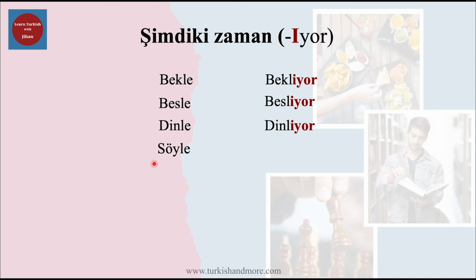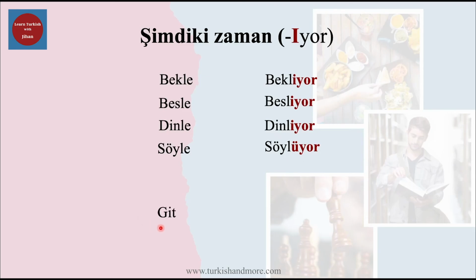We have, for example, söyle. This is a little bit different. Remove the last vowel, which is e. What is the last vowel in the word after removing the e? It's ö. If you go back to the rule, it says when we have the last vowel in the word as ö or ü, the suffix will be üyor, söylüyor.